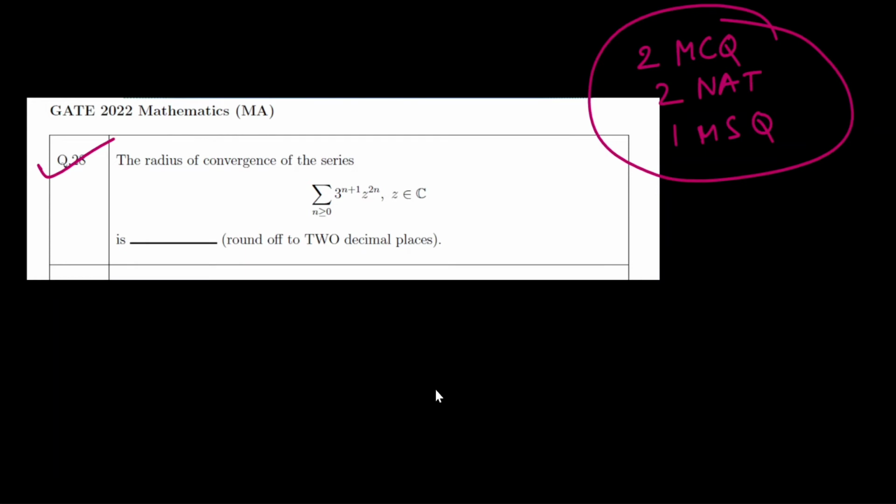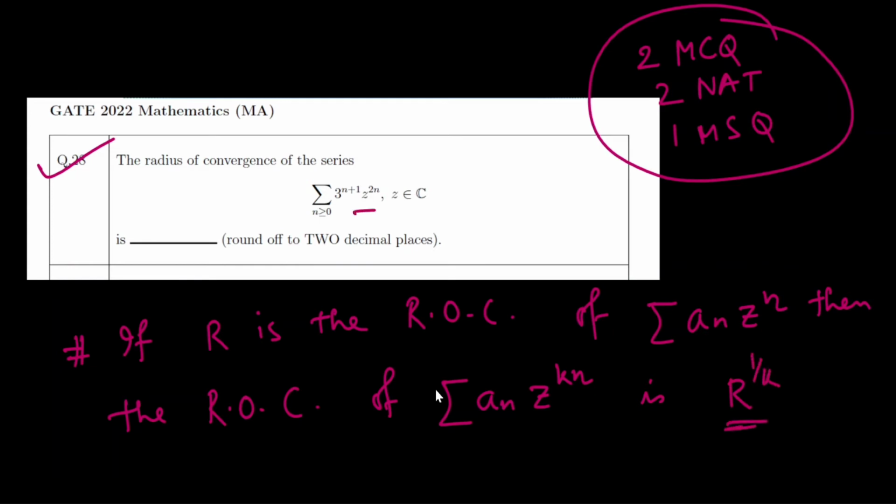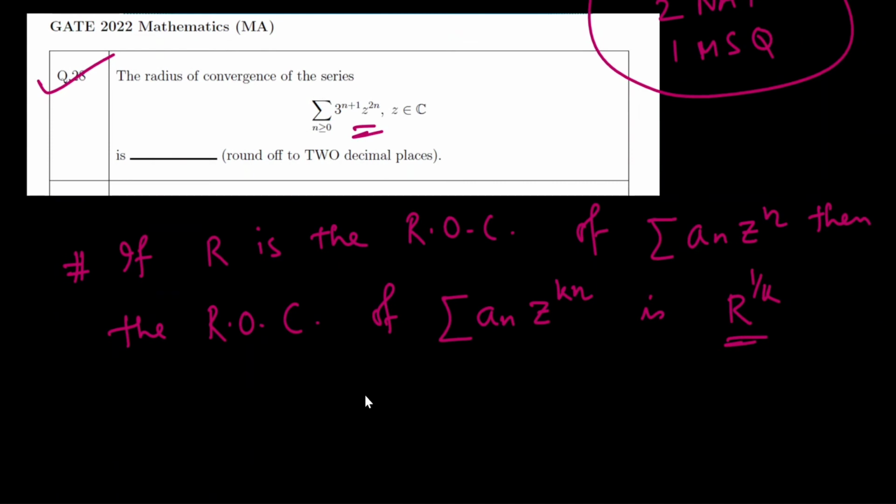The radius of convergence. Here the concept is, if R is the radius of convergence of the series summation a_n z^n, then you know that the radius of convergence of the series summation a_n z^(kn) is R^(1/k). So here k is given as 2. Now a_n equals 3^(n+1).